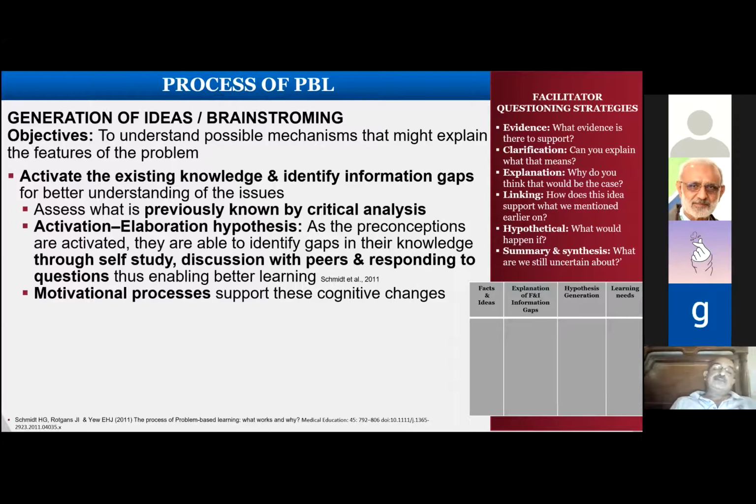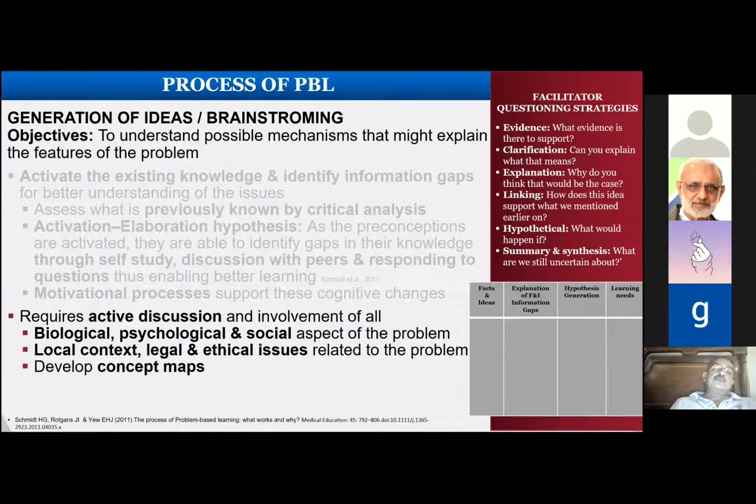Motivational processes support these cognitive changes. They also require active discussion and involvement of all. The biological, psychological, and social aspects of the problems are discussed. The local context, and the legal and ethical issues related to the problems are also discussed. The students will also develop the concept map in the process.